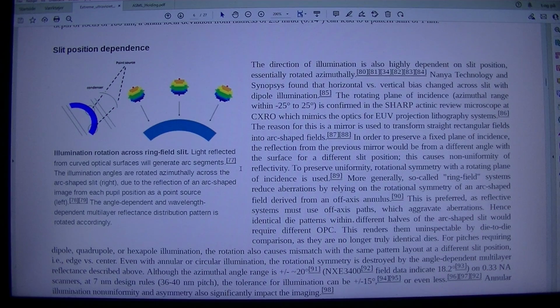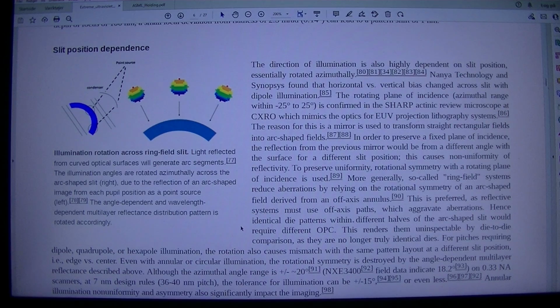More generally, so-called ring field systems reduce aberrations by relying on the rotational symmetry of an arc-shaped field derived from an off-axis annulus. This is preferred, as reflective systems must use off-axis paths, which aggravate aberrations.